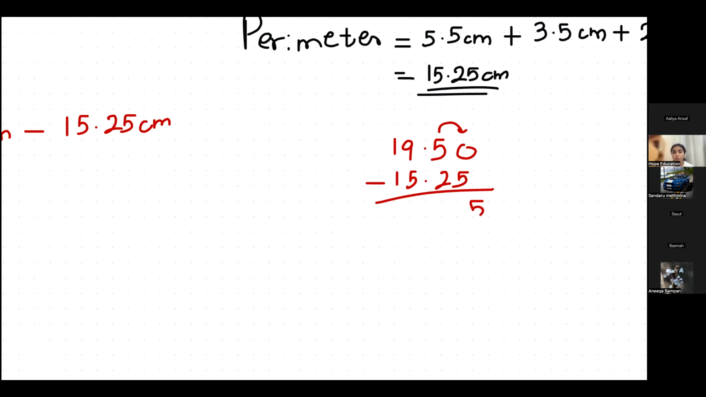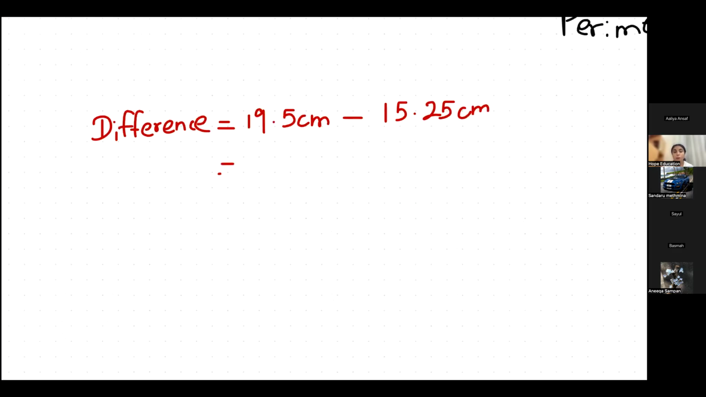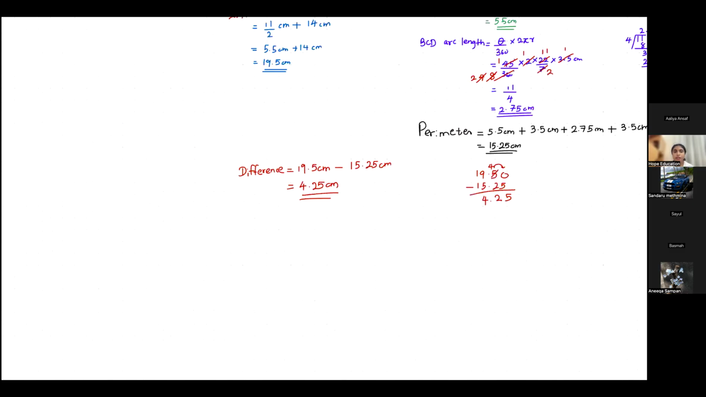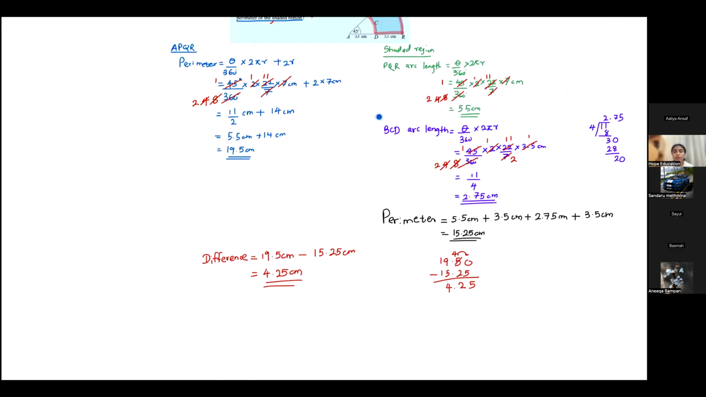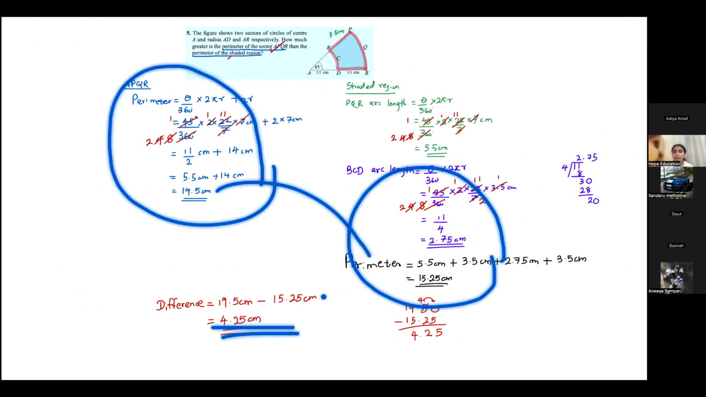Here I borrowed one, so this becomes 4. 4 minus 2 is 2. Then 9 minus 5 is 4. 1 minus 1 is 0. That means the difference is 4.25 centimeters. That's what they're asking. What they're asking is, how much greater is the perimeter of APQR than the perimeter of the shaded region? That means we subtract this from that, and you get the answer as 4.25. Is that clear to all of you?